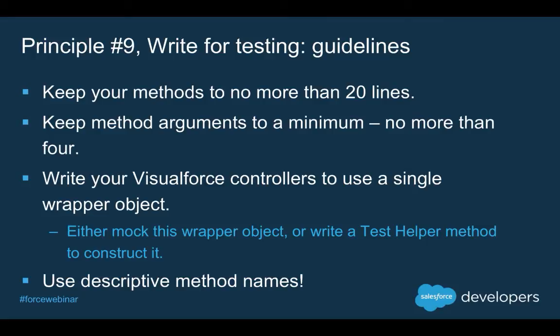So that's some writing for testing guidelines. But again, the idea is that you want to write small methods and compose those into more detailed logic methods, and move on from there. So you can test the individual units, the individual methods, and then test your complex logic based off the composition of those smaller methods.